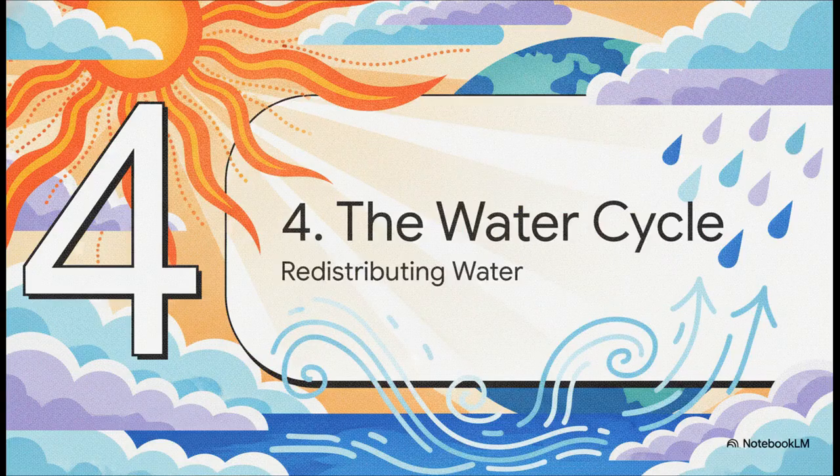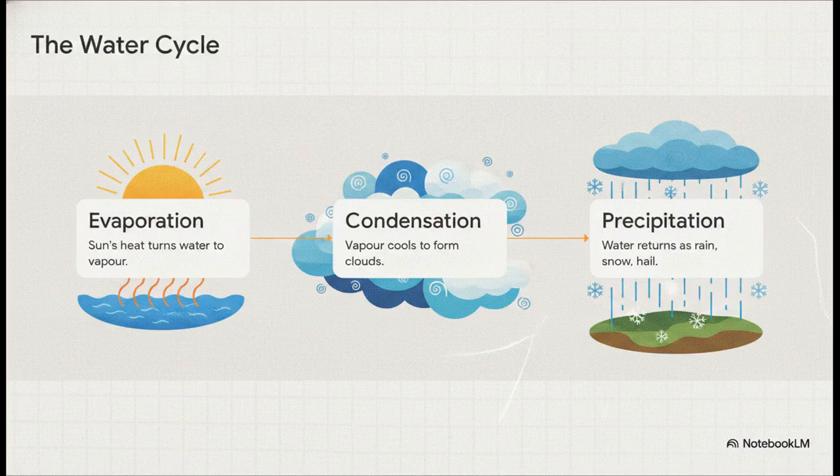Let's shift gears a bit to Section 4, the water cycle. All these heat transfer concepts, especially radiation from the sun, actually power the Earth's ultimate water system. The water cycle is this continuous loop, and it happens in 3 main steps. Step 1, evaporation. The sun's radiated heat warms up oceans and lakes, turning liquid water into a gas called water vapor, which rises into the sky.